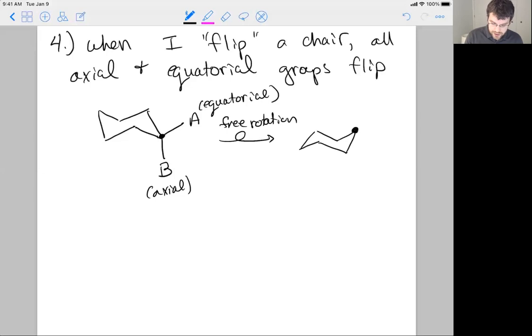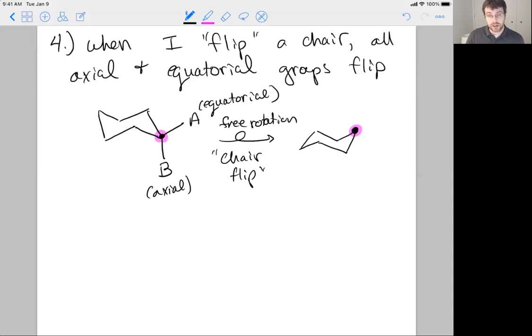What I do know is that the furthest right carbon, which I've labeled with a dot and I'll emphasize with a highlighter, remains the furthest right carbon after my free rotation event. And we call this free rotation event a chair flip. Again, we'll look at a lot more details on this in future lectures. Don't worry if you're not following the chair flip.